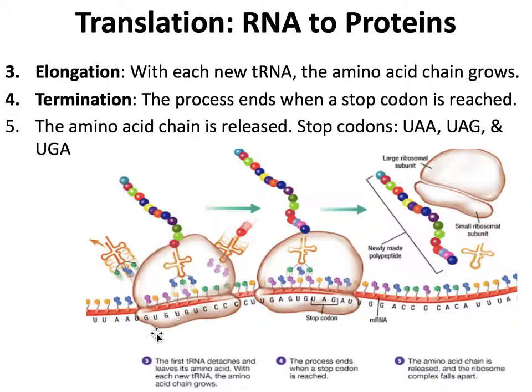This process keeps going, so we keep reading the mRNA and bringing in new tRNAs until we reach a stop codon. If you remember, the three stop codons are UAA, UAG, and UGA. Once we hit one of those, the process of translation is over and the amino acid chain is released and it's free to go and do its job. The ribosome is going to detach and the tRNA is going to detach. It's all going to fall apart and the polypeptide chain will be free and the translation process will be complete.